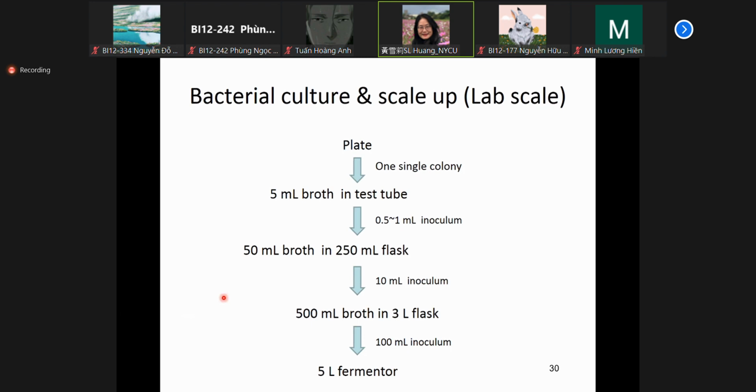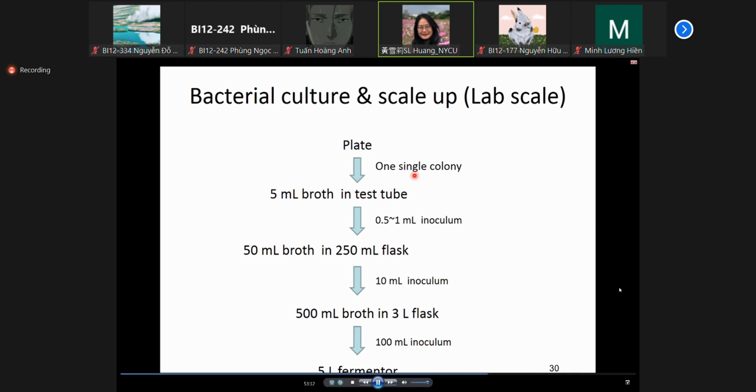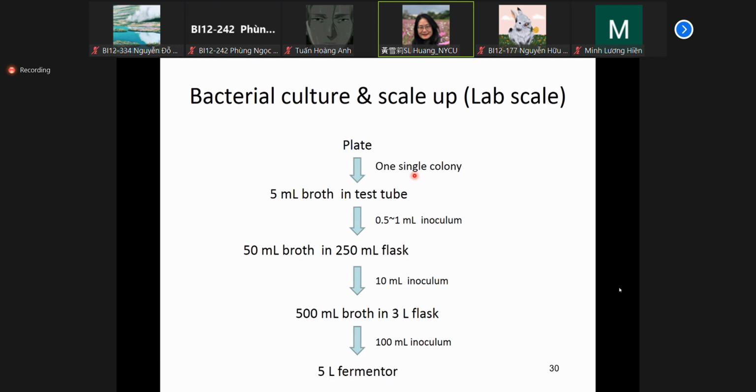Okay, in the following slides, I'm going to describe how we do the material culture and scale up at laboratory scale, I mean the basic research lab. So normally we streak the cells on the plate to get a single colony. As I mentioned, a single colony represents one bacterial cell that grew and accumulated into a visible colony. With that, we can transfer it into 5 ml broth in a test tube.